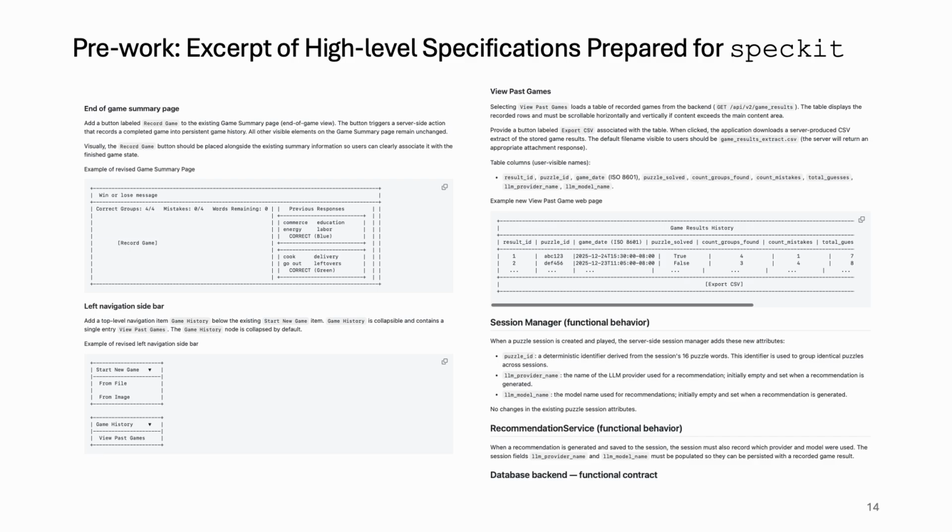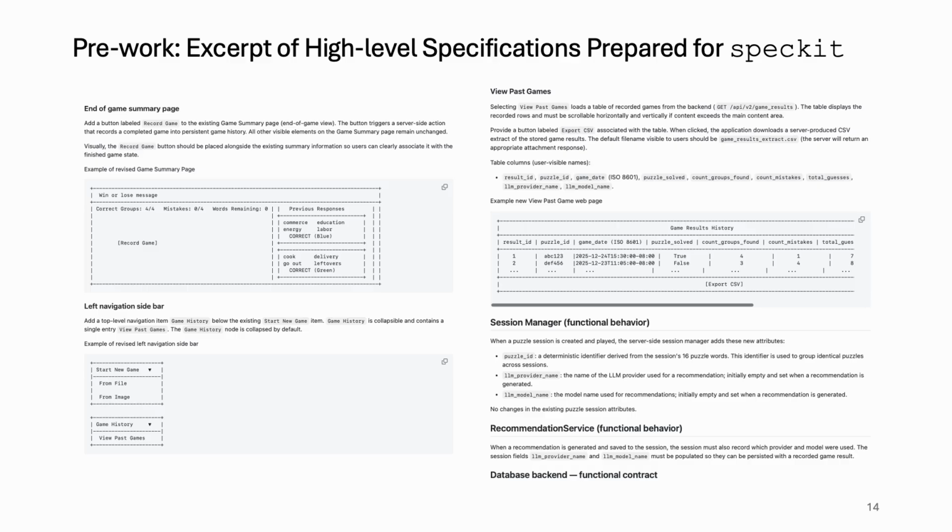On the left, we define the UI changes. We add a record game button to the end of game summary. It persists a completed history puzzle to history using a server-side action without changing the rest of the UI. In the sidebar, a new collapsible game history section provides access to past games while keeping the interface clean.